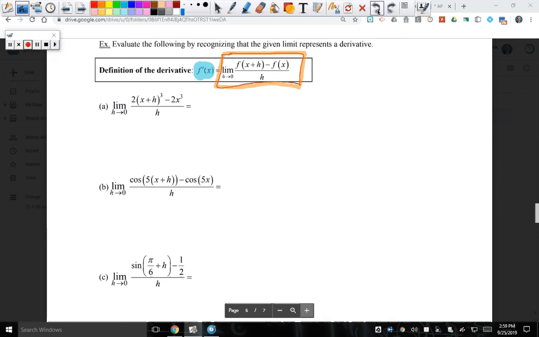Here's the thing. If this gives me f prime of x, which is the derivative of what? F of x. And in the original problem, f of x is right there. The shortcut is, what is f of x in this first example right here? What's f of x? 2x cubed.